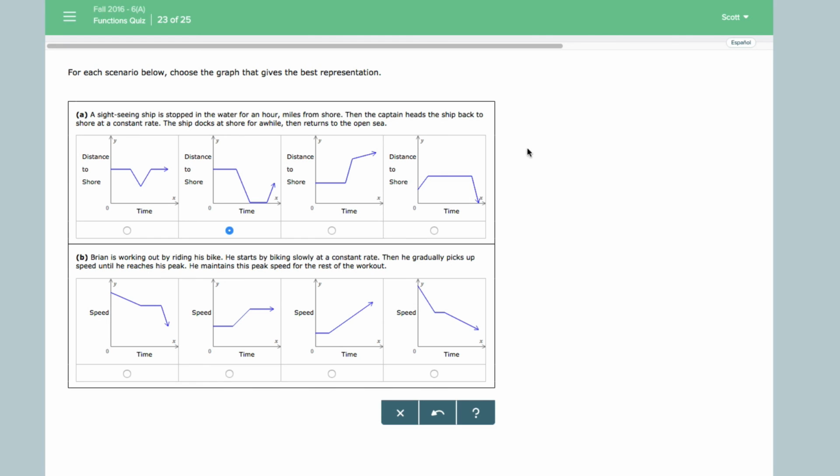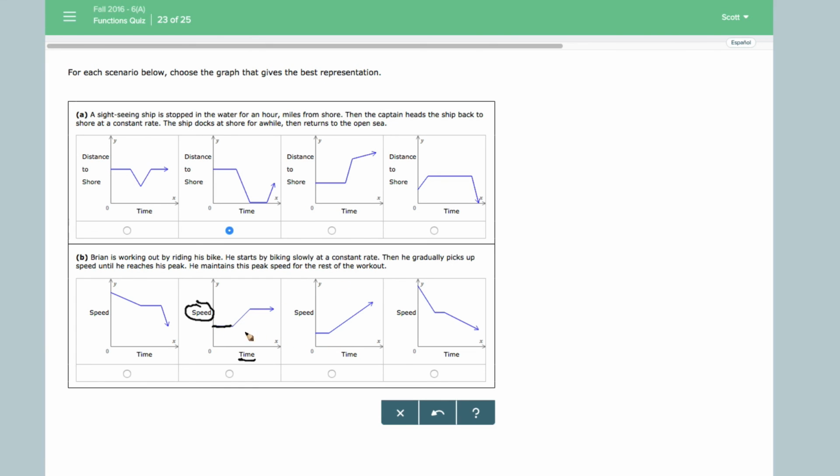Okay, Brian is working out by riding his bike. He starts by biking slowly at a constant rate, then he gradually picks up speed until he reaches his peak. He maintains this peak speed for the rest of his workout. So we look at a y. Y is his speed, and x, of course, is his time.